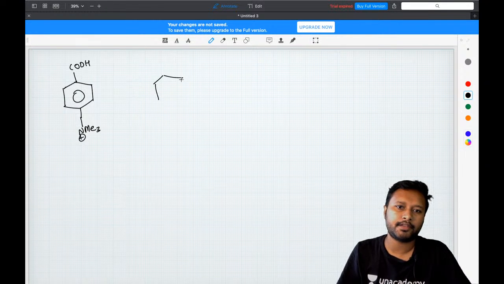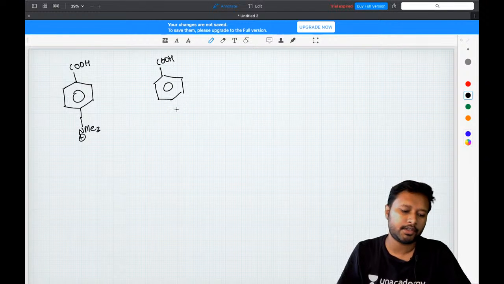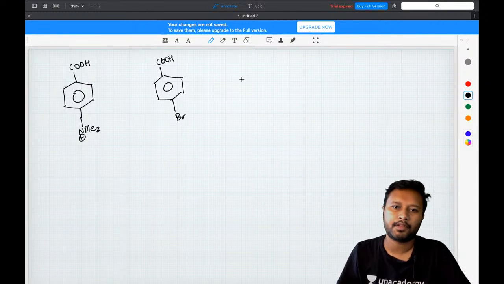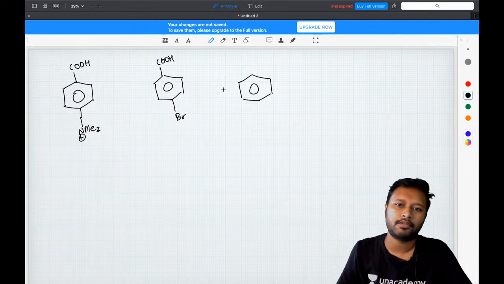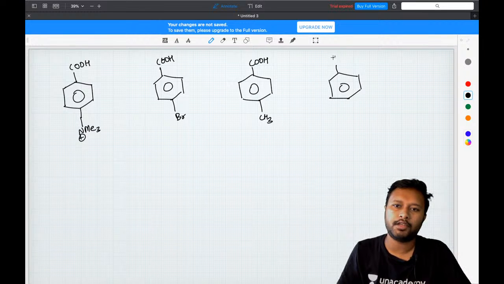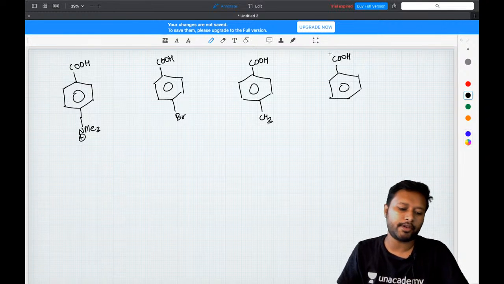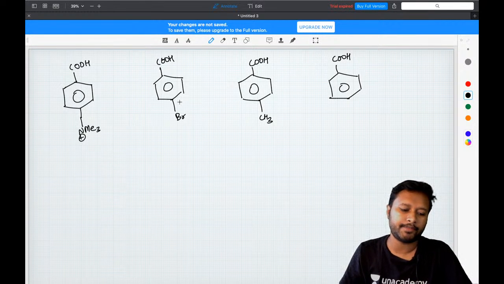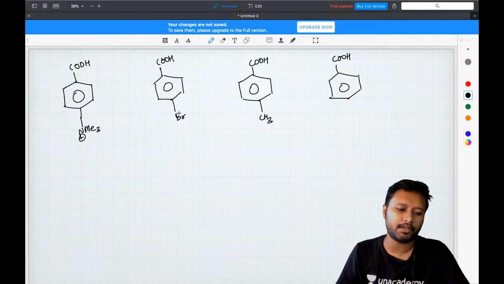The other one is this, we have COOH and we have bromine here. Then I have, let's say, COOH, let's say I have CH3, and at the end I am taking only benzoic acid. You have to arrange in the order of acidity. So what is going to be the acidity of these? Arrange them.